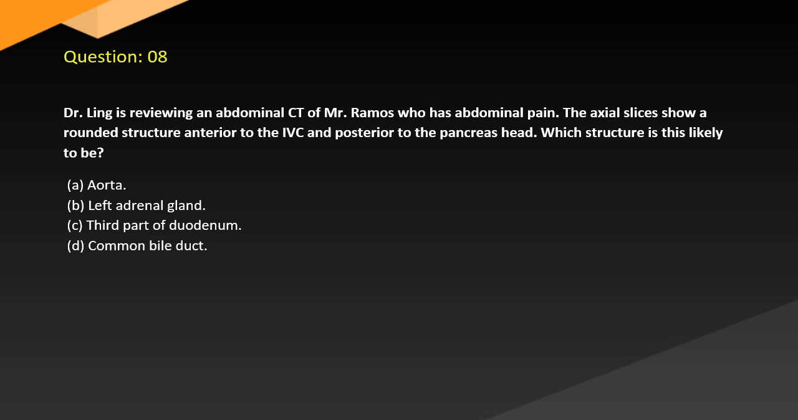Question 8. A radiologist is reviewing an abdominal CT of Mr. Ramos, who has abdominal pain. The axial slices show a rounded structure anterior to the IVC and posterior to the pancreatic head. Which structure is this likely to be? A. Aorta. B. Left adrenal gland. C. Third part of duodenum. D. Common bile duct.